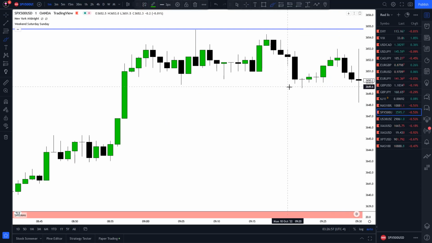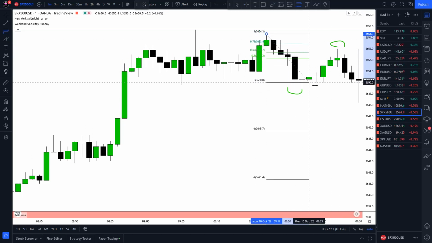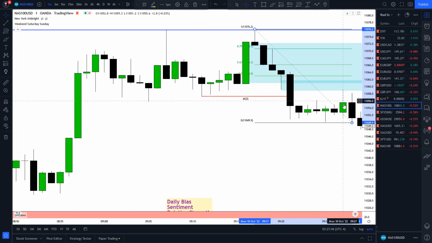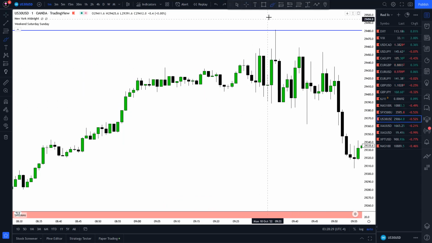On the S&P, this was the swing low, this is the swing high. And you can see that S&P retraced much more deeply. If I use a fib, you can see that S&P retraced above 62%, whereas on the NASDAQ, it retraced less than 50%. And finally, we're on the Dow, and you can see that the swing highs that we were comparing was this one up here and this swing low down here. And you can see that Dow has retraced much more deeply than the two.